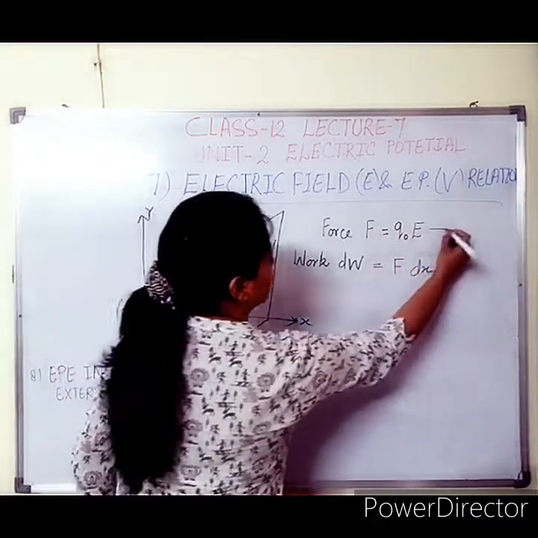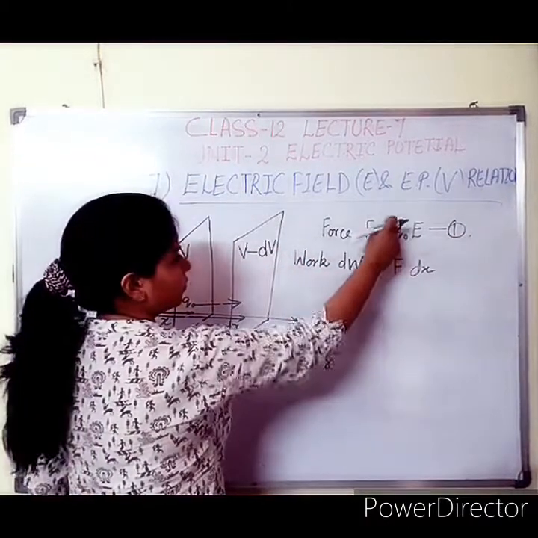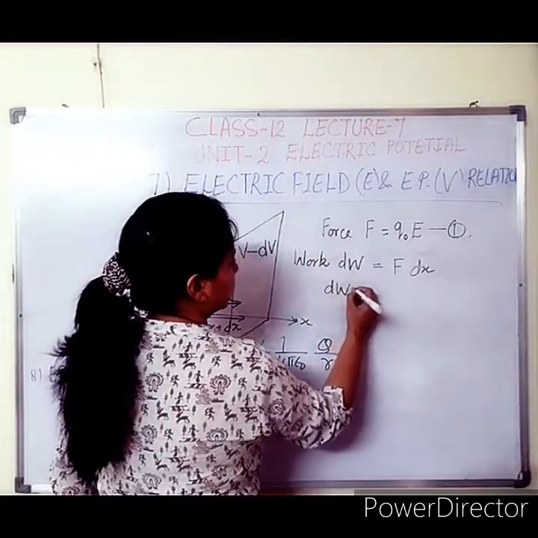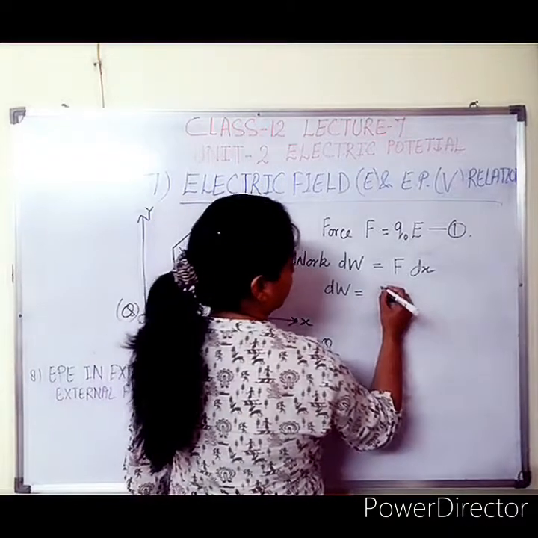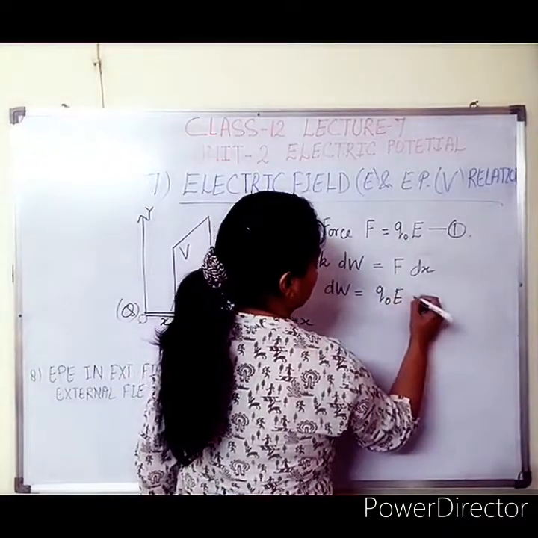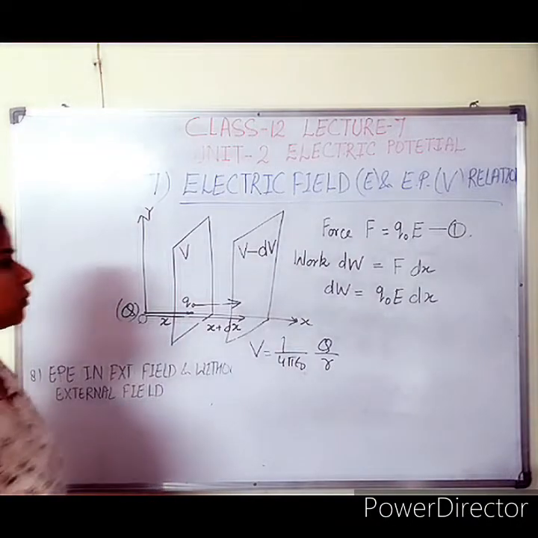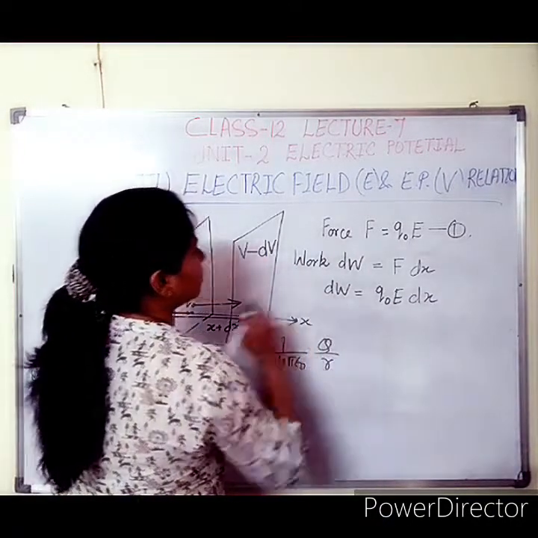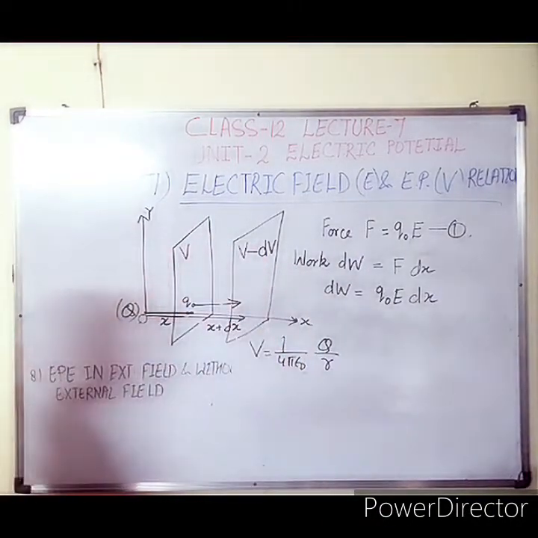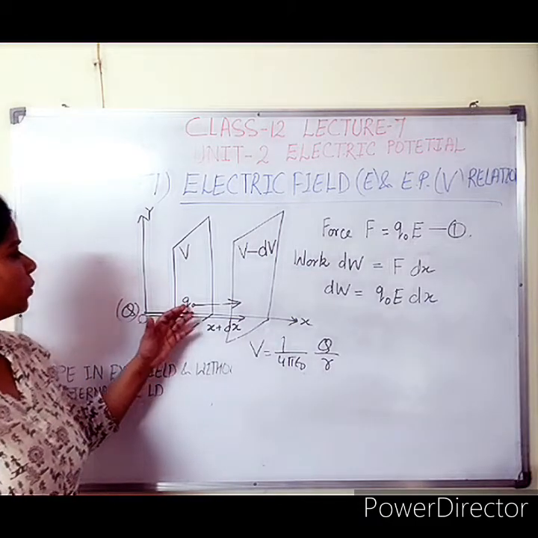Now put the value of F from equation 1. So dW is equal to Q naught E into dx. That is the situation. And what is the value of dW? It is the work done to move the positive charge.